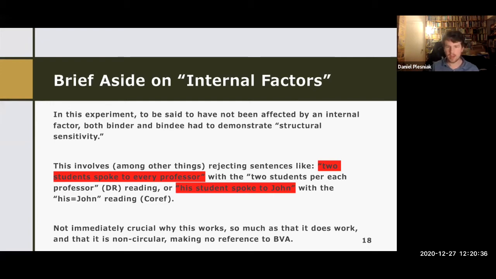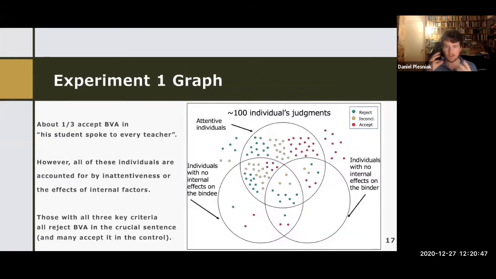Some people have claimed that his can always refer to John. This has been said about English, though it's been said to be different than, say, Japanese, but this isn't true at all. So there are lots of people who can't get this anti-structural his reading.